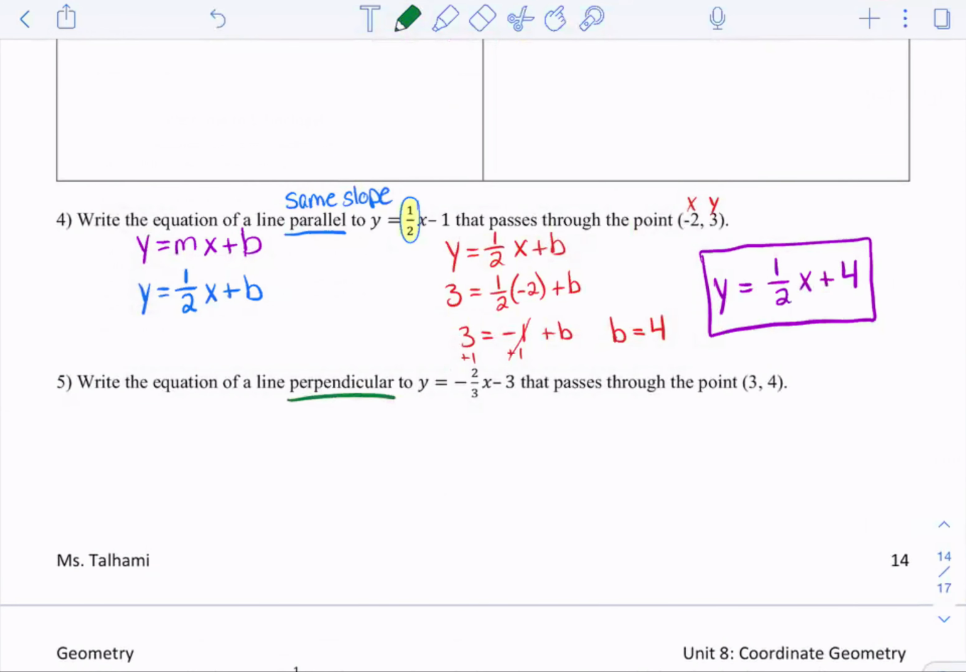We would do almost the same exact process in question number 5, we're really only changing one thing because they want a line that's perpendicular. So I know I need opposite reciprocals of that slope. Opposite of negative 2 over 3 is positive. Reciprocal of 2 over 3 is 3 over 2. So let's just flip that slope right away when we write our new equation.